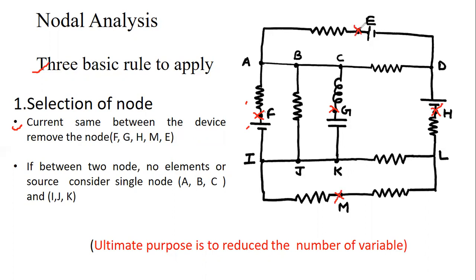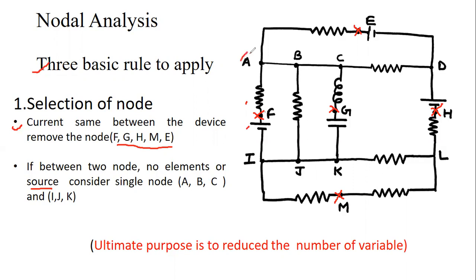So you do not need this node, so you can remove it. Second, if between two nodes there is no element or source, consider them a single node. Because current in a branch flows due to the potential difference. If two nodes do not have any element or source between them, it means those nodes are at the same potential.